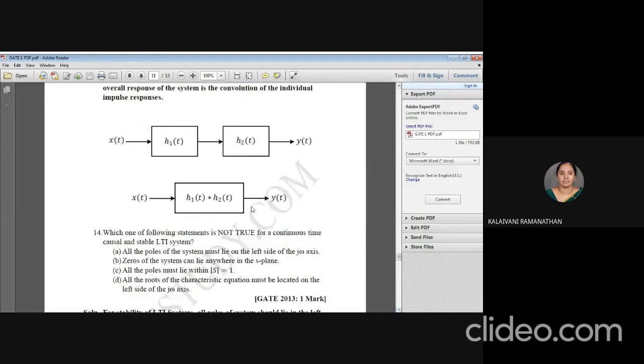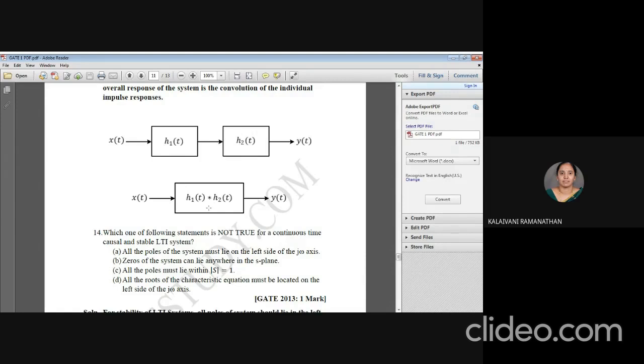So you can note down this figure also. You have a system in which h1 of t and h2 of t are the impulse responses connected in cascade. So the equivalent of these two will be h1 of t star h2 of t.